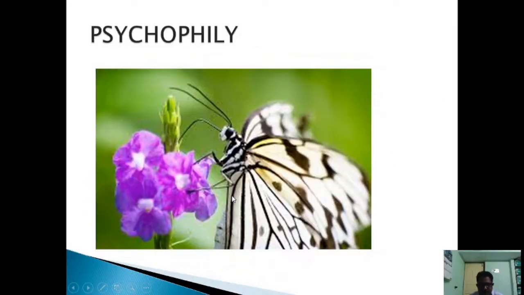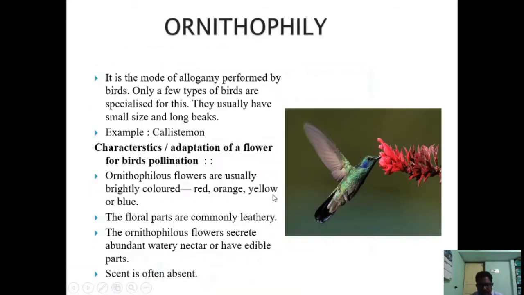Very interesting. And butterflies are another major agents. They come under insects, they come under entomophily, but though they are given a very special term called psychophily. Pollination by butterflies is called as psychophily. There's one more type of pollination called ornithopily. This is another interesting phenomenon where birds help in pollinating the flowers. One good example is the callistemon, otherwise it is called the bottle brush tree, where the flowers look like a bottle brush.